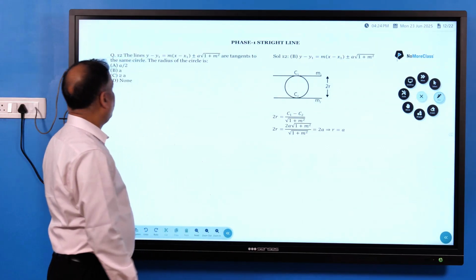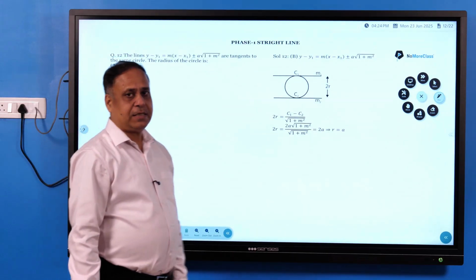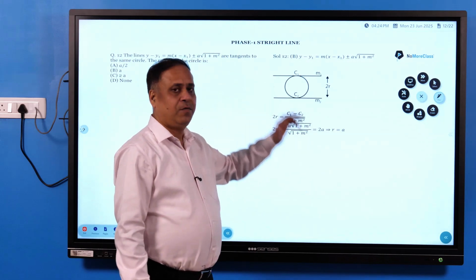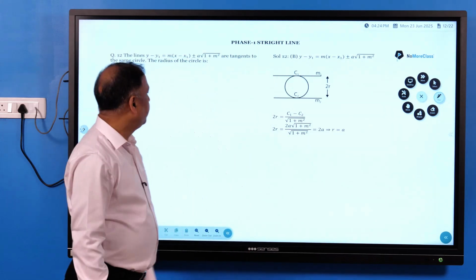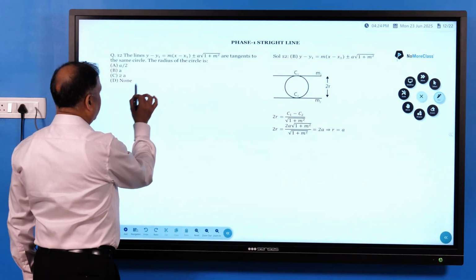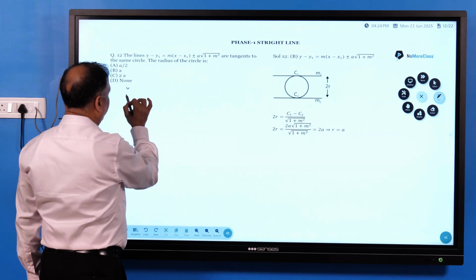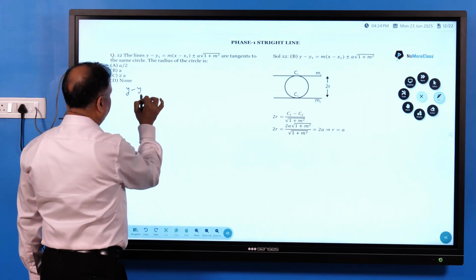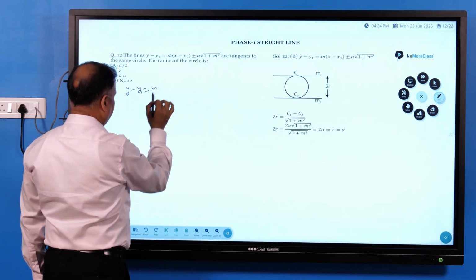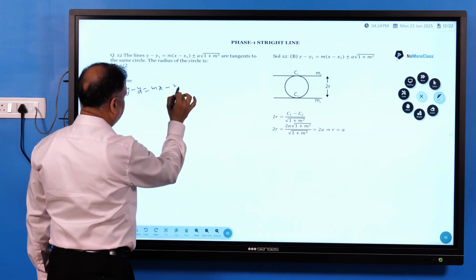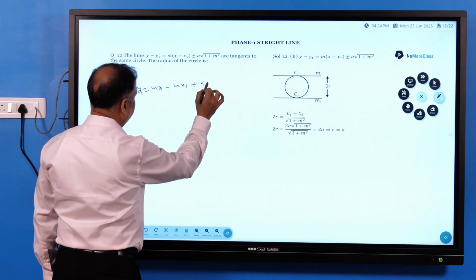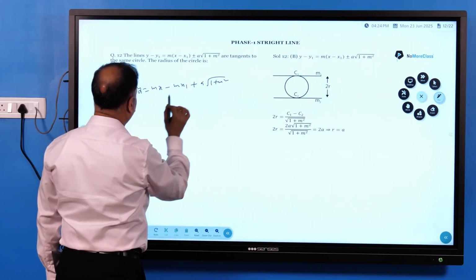So now come to question number 12. Exercise 2, phase 1, mathematics, step 9. So 2 lines are given. I'm writing in standard form. y minus y1 is equal to mx minus mx1 plus a under root 1 plus m square.